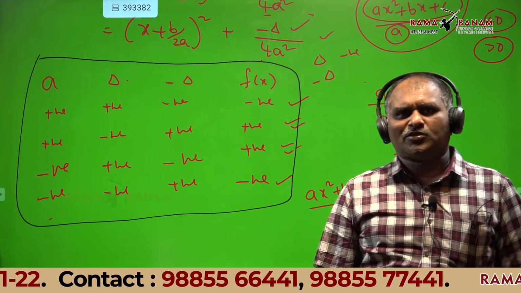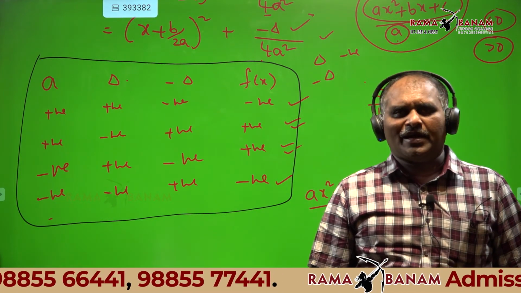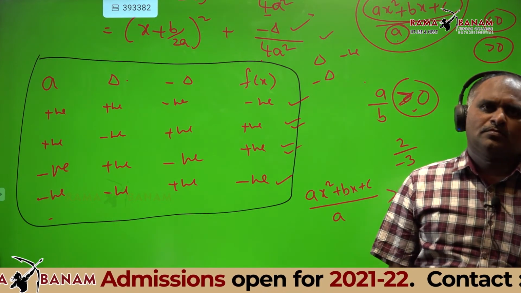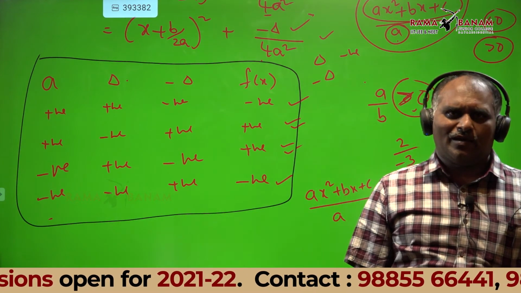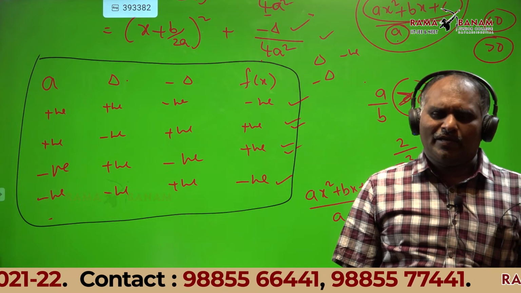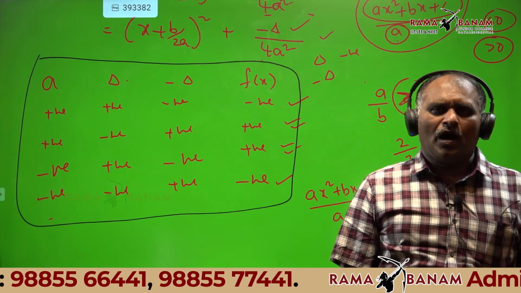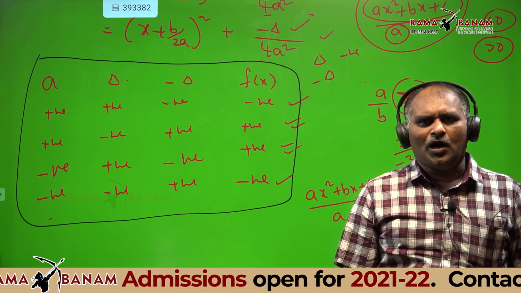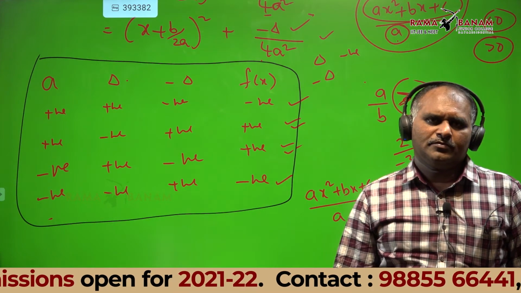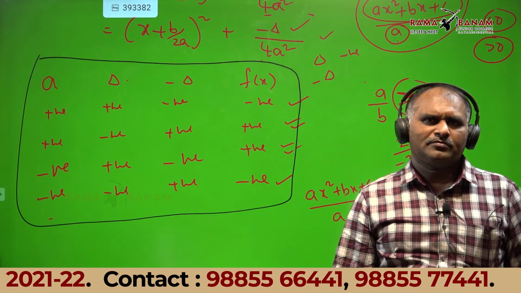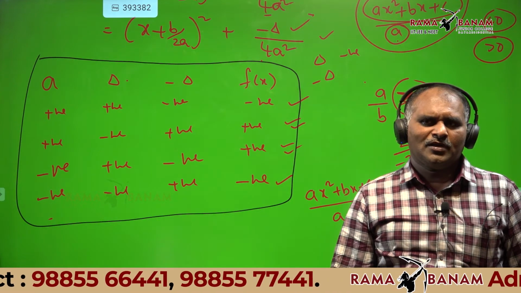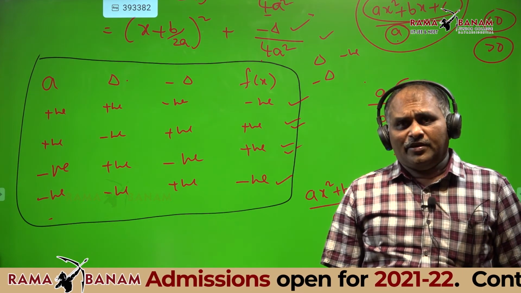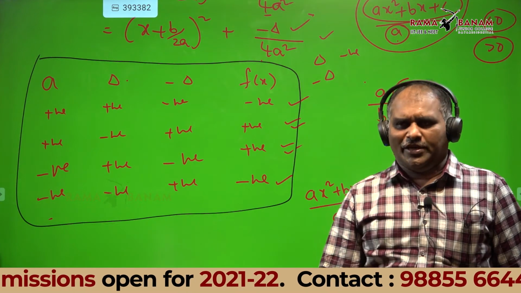First one: ax square plus bx plus c greater than 0, then a and delta have opposite signs. That is the first statement. Understood? All are understood or not? Yes, sir. Understood. Okay.